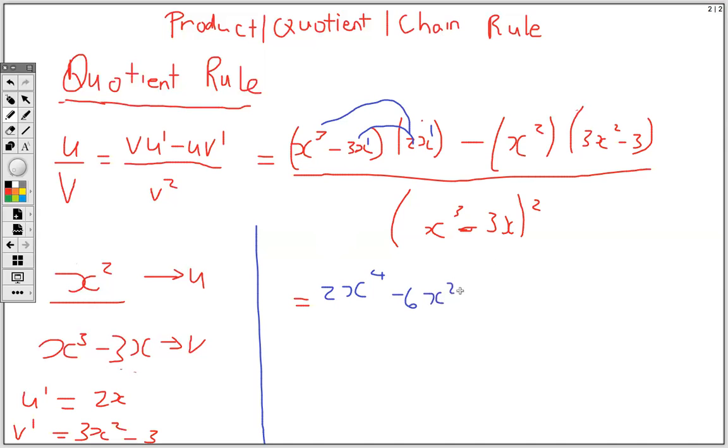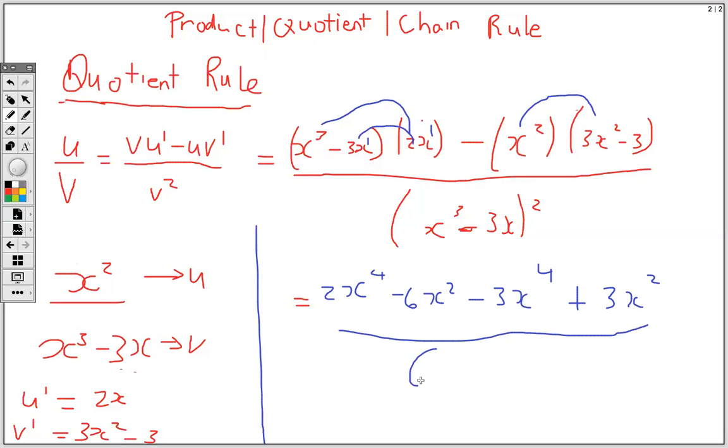6x squared. Then multiply x squared times 3x squared. But because of this minus, it will be negative 3x to the 4th. Then minus x squared times negative 3, that will be positive 3x squared all over x cubed minus 3x all squared.